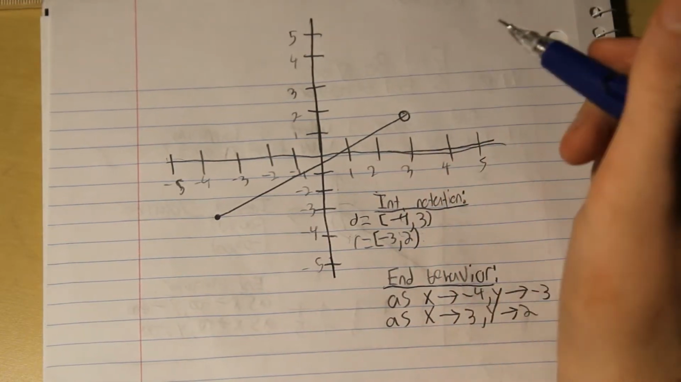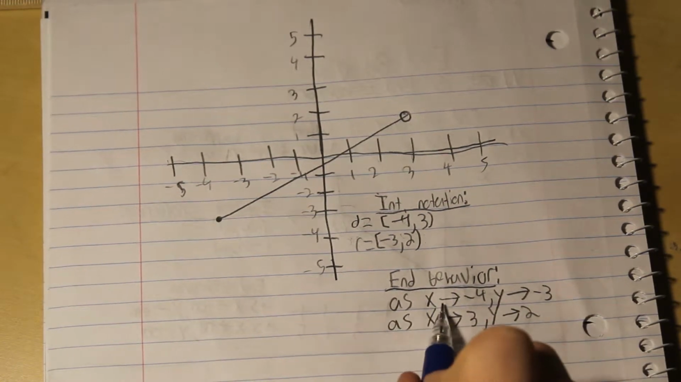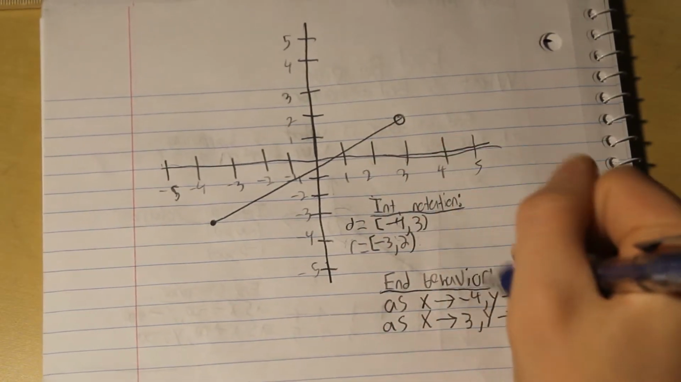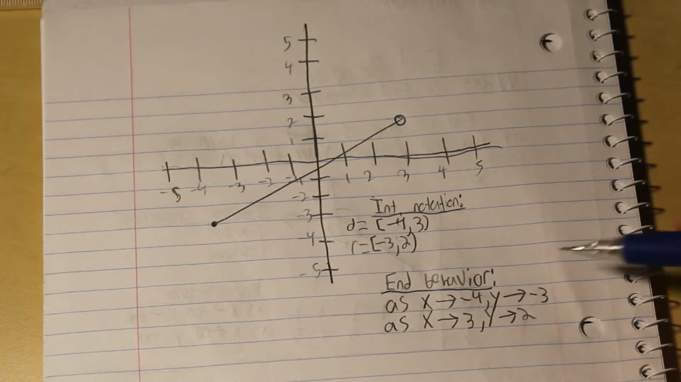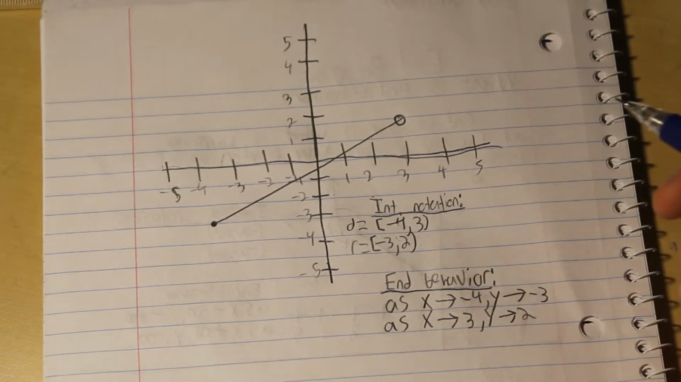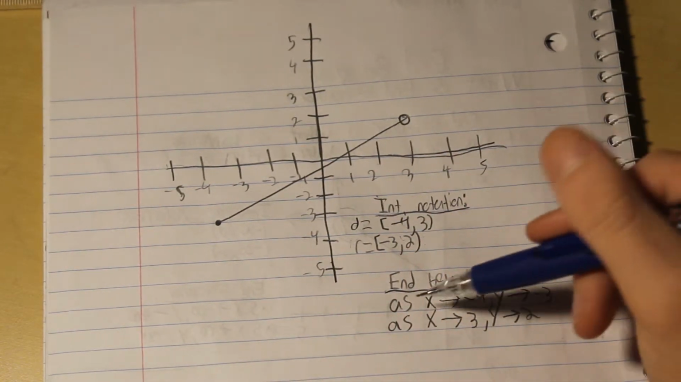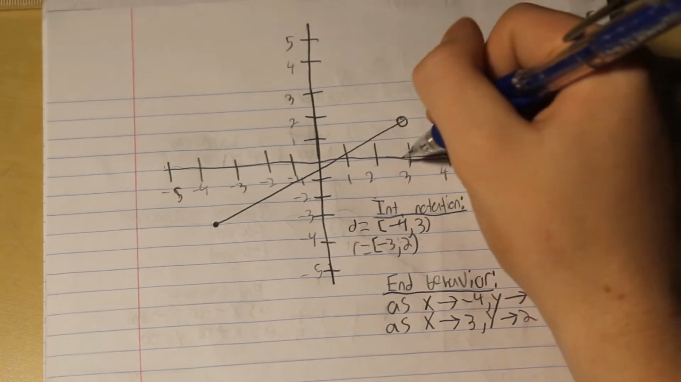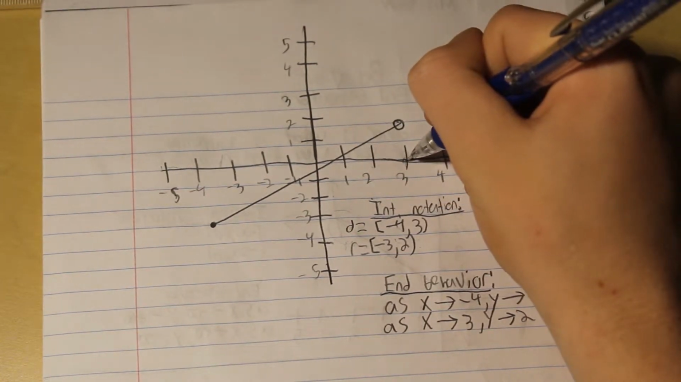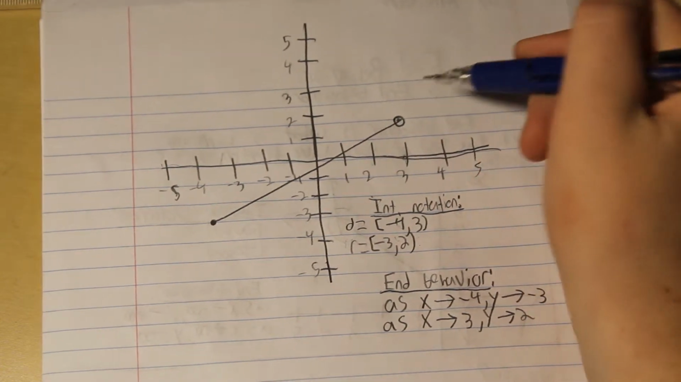Our range would be negative 3, which is the furthest down it goes, and 2, which is the furthest up it goes. And so our end behavior, as always, you have as x approaches the first domain value, negative 4, y approaches our first y value, or range value. And then on the other side of the graph you have as x approaches 3, so x is approaching 3 right here, y is approaching 2, because they meet at that point.